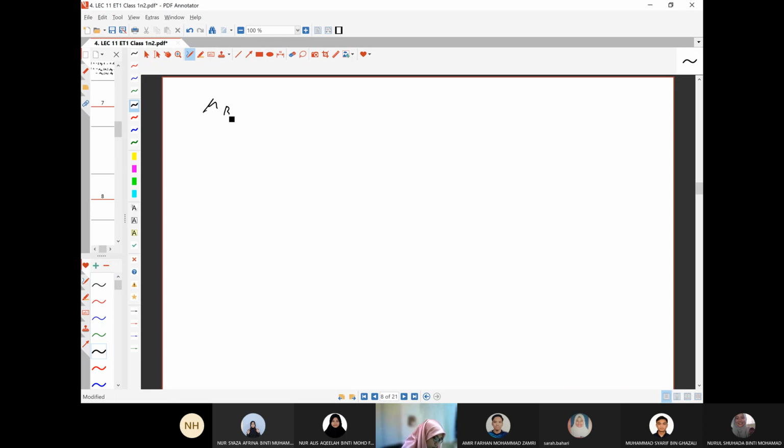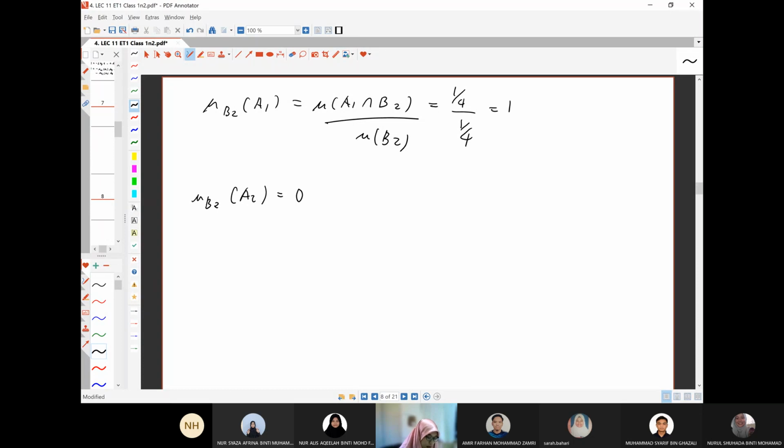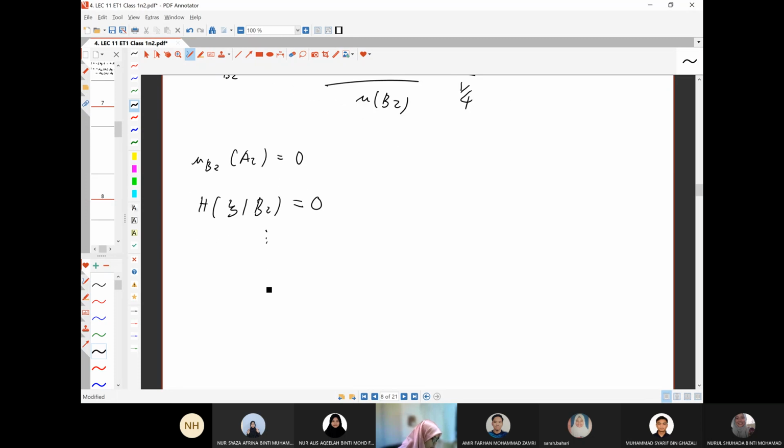Okay, because mu b2 of a1 is mu of a1 intersect b2 over mu b2. This is 1/4 over 1/4, so you got 1. And mu b2 of a2, you will get 0. Why? If one of them is 1, the other must be 0. It is either 0 or 1 only. Okay, so the entropy with respect to b2 will be 0. So the same for the case with respect to b3.